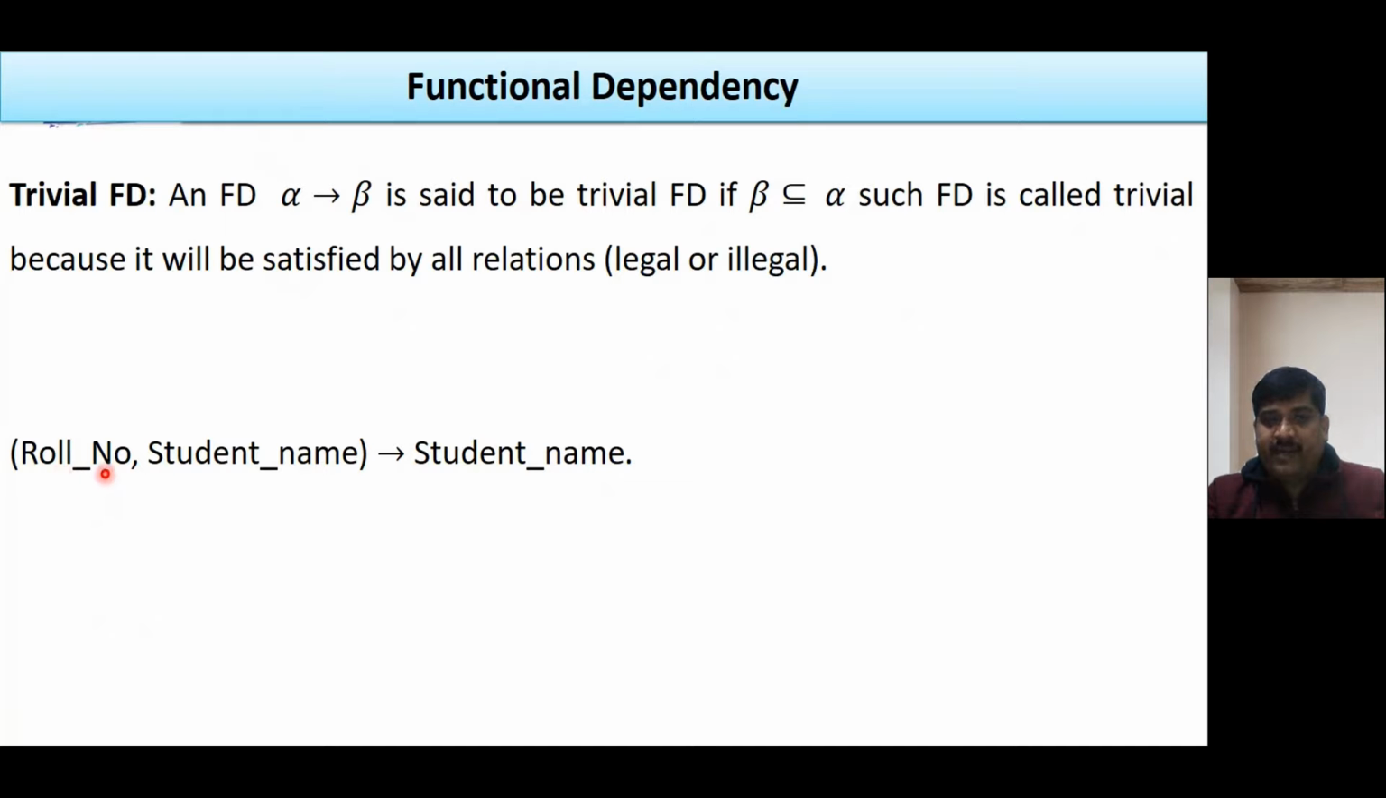for any tuple pair, roll number and student name both are same, then the part will be same also. अगर किसी दो रो के लिए रोल नंबर एंड स्टूडेंट नेम सेम है तो ऑब्वियस है कि तभी सेम होगा जब स्टूडेंट नेम भी सेम होगा. ऐसा तो नहीं हो सकता है कि दोनों का कॉम्बिनेशन सेम है बट स्टूडेंट नेम डिफरेंट हो जाए. It is not possible. So this condition automatically exists. There is no need to check.